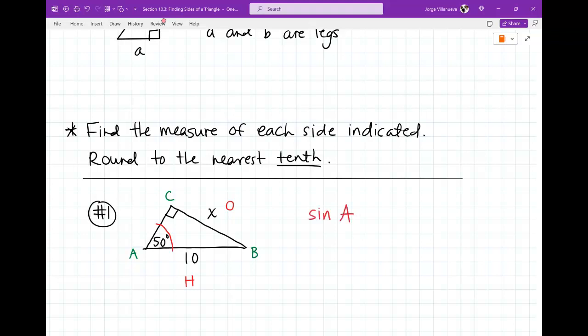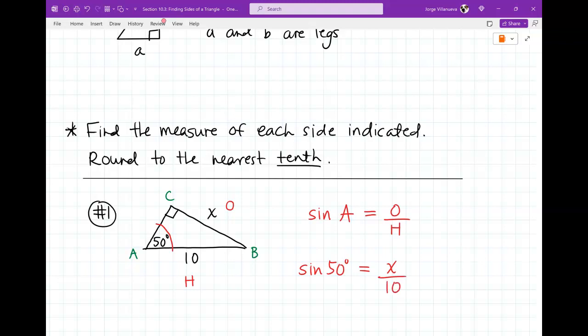So this is what I'm going to write. Sine of A is equal to O over H. I'm just going to start this off like this, because I noticed I got to use the sine function, because they gave me an angle, which is 50 degrees. They gave me opposite to solve, and I have hypotenuse given. It's a 10. So let me fill it in. Sine of 50 degrees is equal to opposite, which would be X, over H, which is 10.